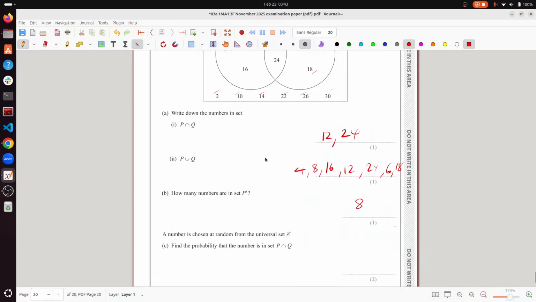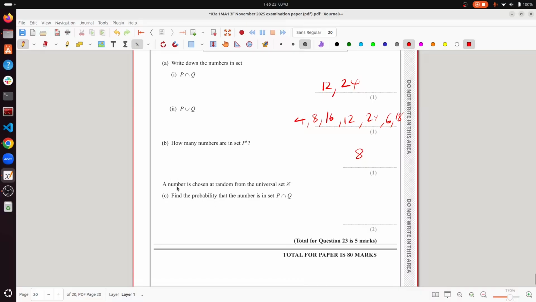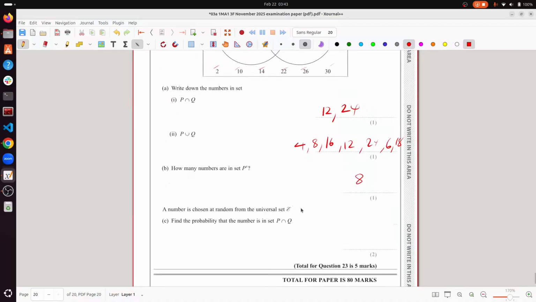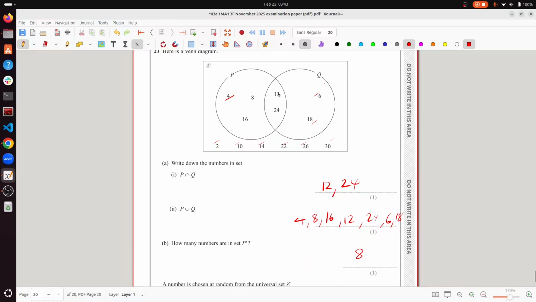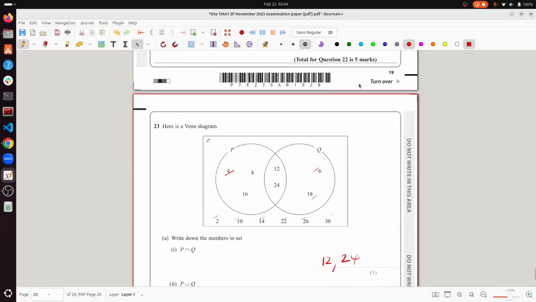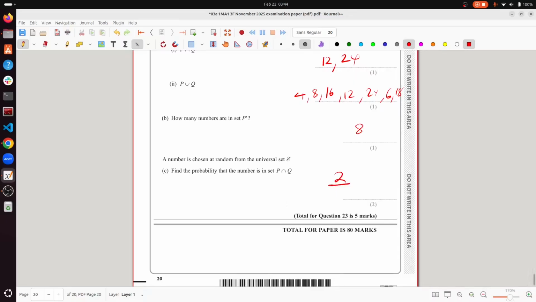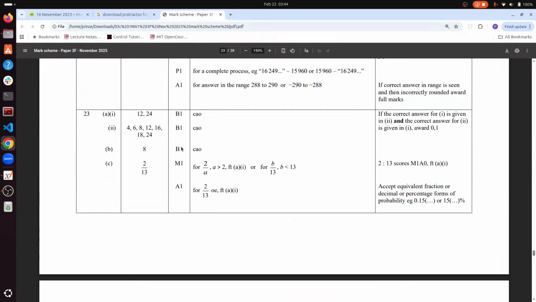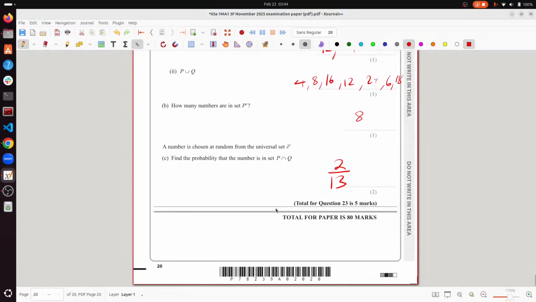They're outside of that. And the next one: a number is chosen at random from the universal set. Find the probability that the number is in set P intersect Q. How many numbers are in P intersect Q? We have 2. So that is 2 out of the universal set. We have 13 numbers in total, so the probability is 2 out of 13. And that's correct. So we are at the end of the question paper.